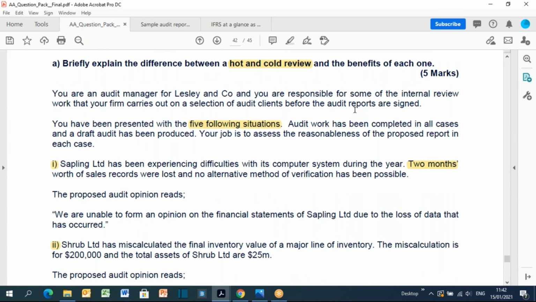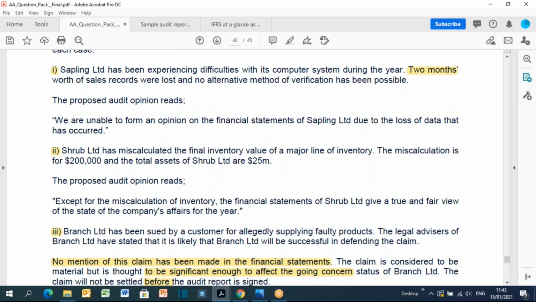So this is a review of the working papers before the audit report is signed, and there are four examples here. The first one: the company has been experiencing difficulties with its computer system during the year. Two months' worth of sales records were lost and no alternative method of verification has been possible. The proposed audit opinion is, we are unable to form an opinion on the financial statements due to the loss of data that has occurred. So the management lost two months of sales records because of the computer system, and the auditor concluded that they are unable to form an opinion.